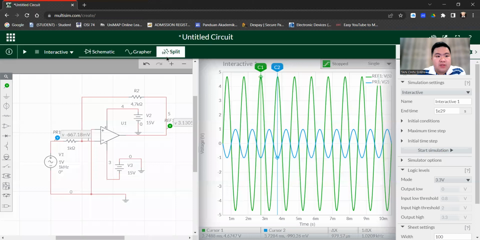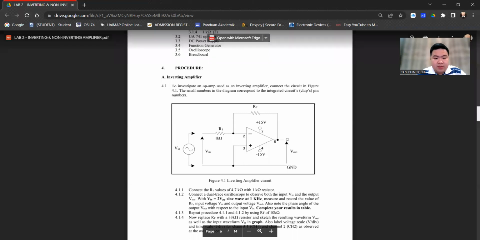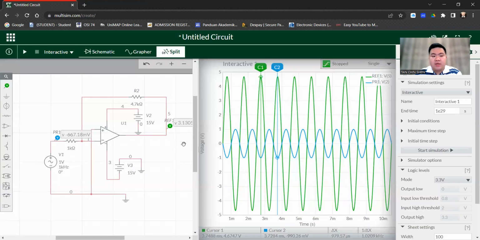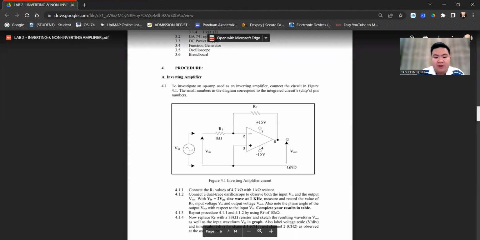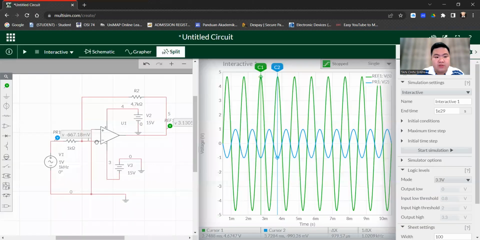This is Multisim Online, and this is my circuit. This one is an inverting op-amp. In the inverting op-amp, the power supply connects to resistor R1, then connects directly to the negative input of the amplifier.